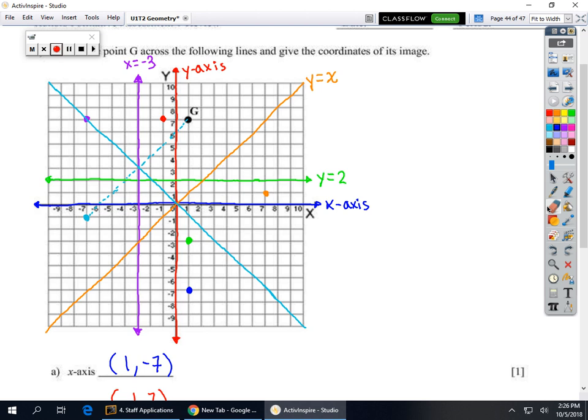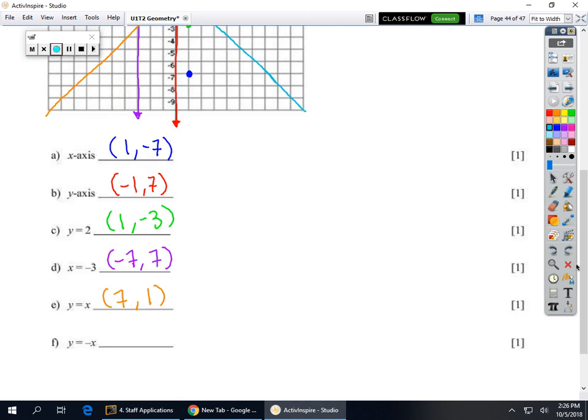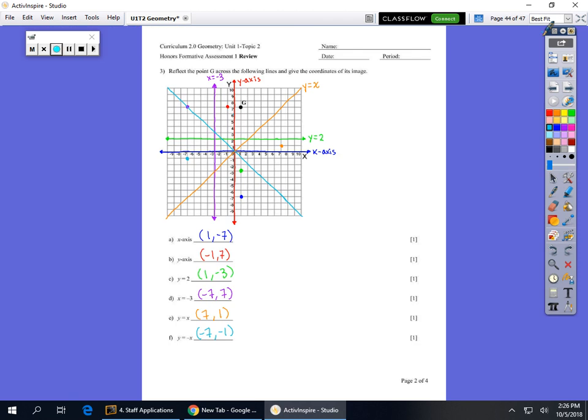So, let me erase this part just to make it nice. So, this point is negative 1, 2, 3, 4, 5, 6, 7. So negative 7, comma, negative 1. So this is your section on reflections, and it's also just making sure you don't count wrong. And also helping you practice your points.